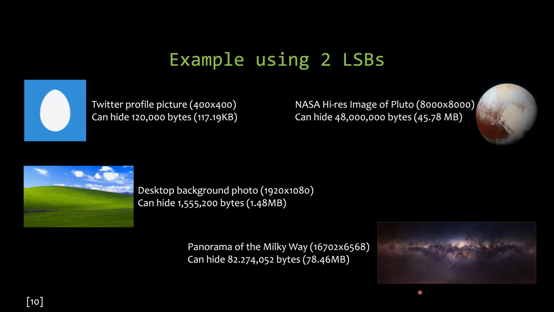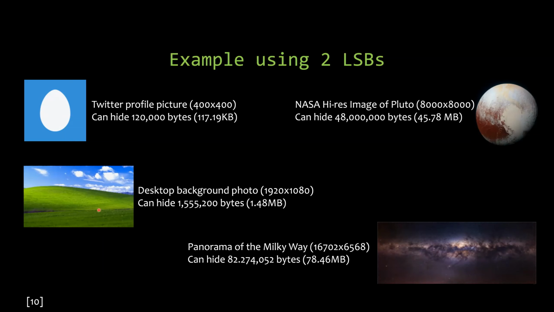That was just one LSB. 2 LSBs can also be used. So a couple quick examples here. A Twitter profile picture can hold 117K, just this standard image here. It can hold that much data. If we're looking at something larger, like a NASA high-res image of Pluto, for example, that's 8,000 by 8,000, that can hold all the way up to almost 46 megabytes of data, totally invisible to the user.